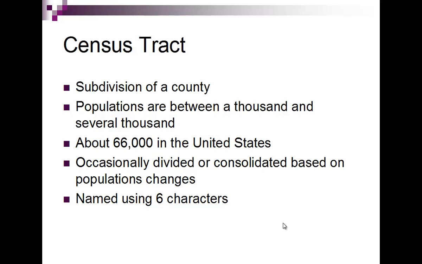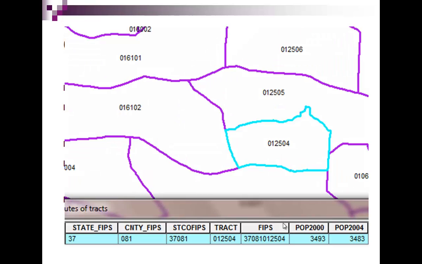In Durham County, I think we have about 50 to 60 tracts or so. So they're relatively larger than your neighborhood size. They're occasionally divided or consolidated based on population changes, because we want to have them about the same general size. So if they get too big in areas that are experiencing exponential growth, we'll split them in half. And we'll name them appropriately using 6 characters.